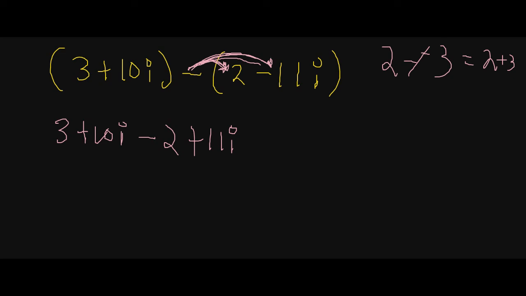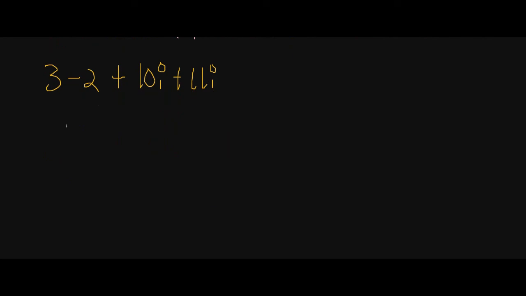Now, like the other problem, I'll put all the numbers together. So 3 minus 2 plus what we have, 10i plus 11i. And so finally for this problem, we're going to get 1 plus 22i. And that's my final answer.